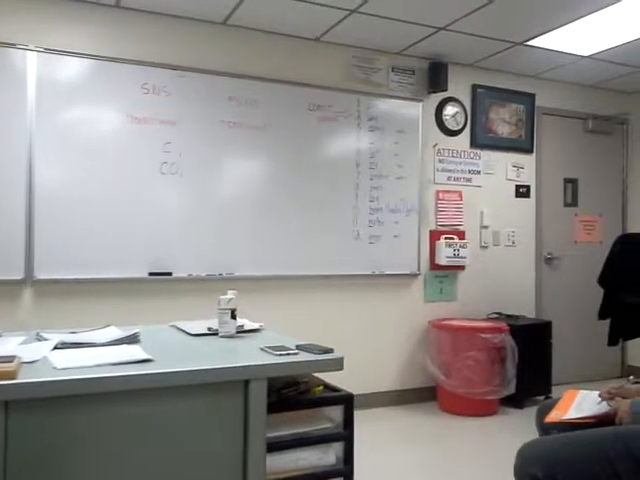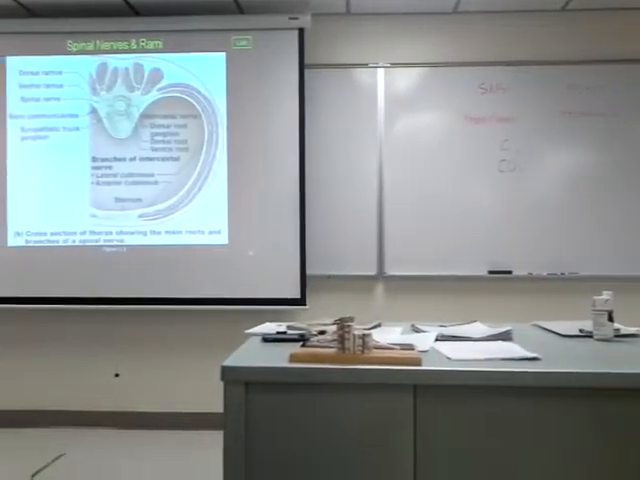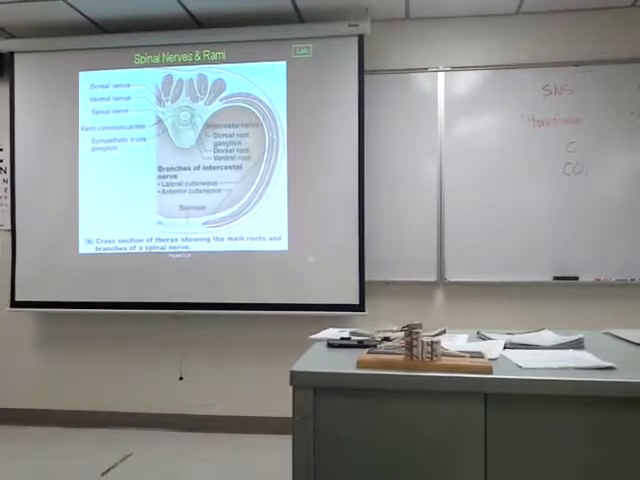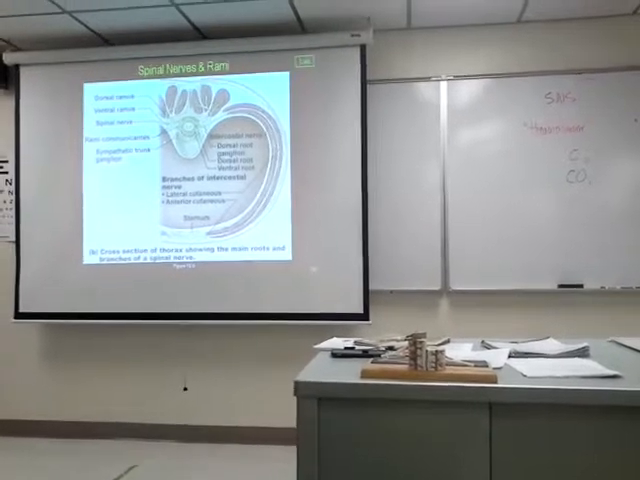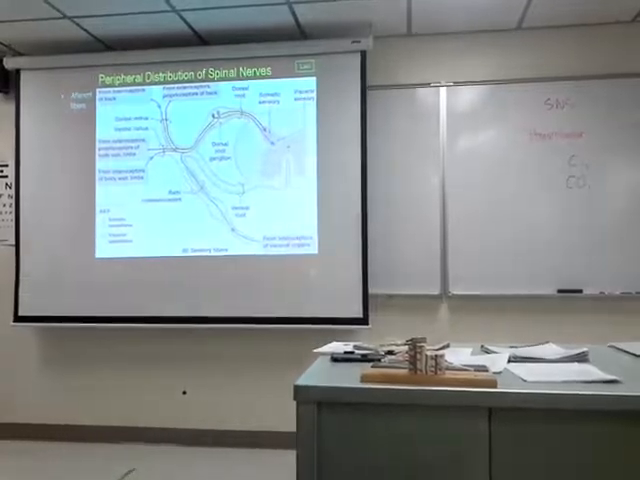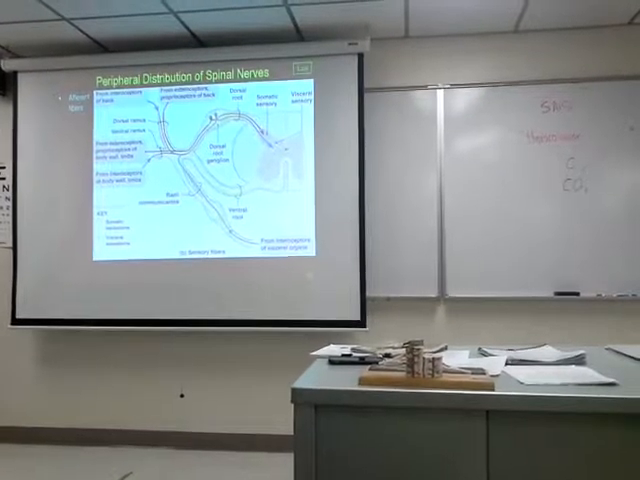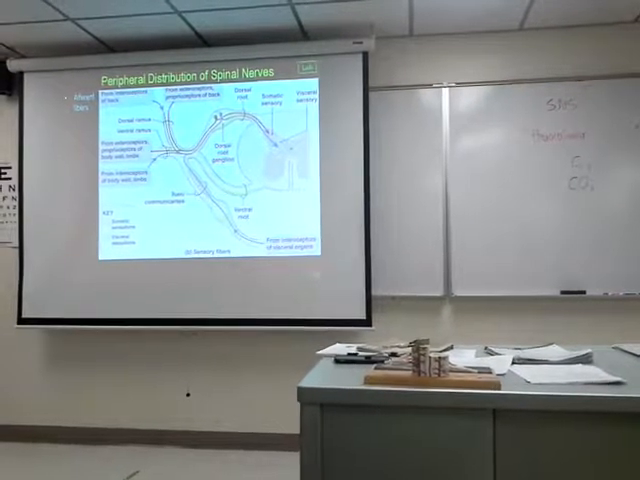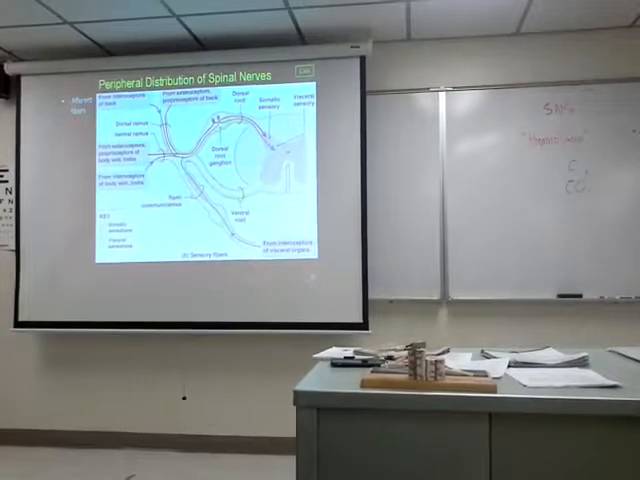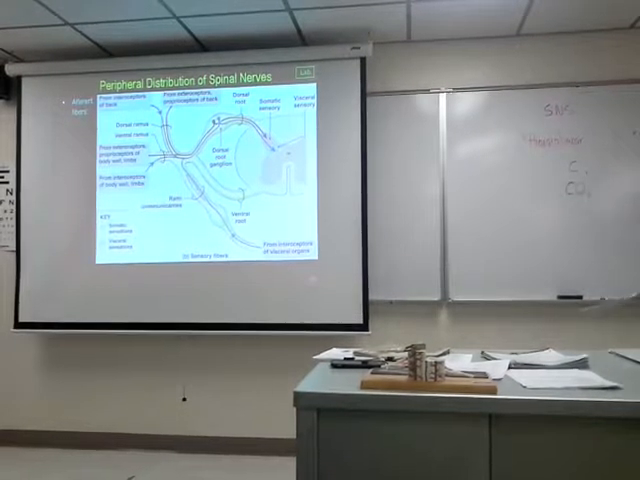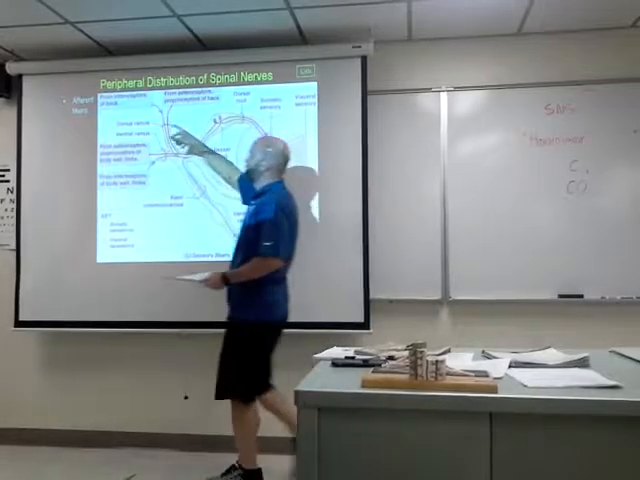Note C. White and gray rami together form rami communicantes. And now you know why the white is white and the gray is gray. So now we look at the same image, but with all the motor removed, and now focusing just on sensory. So this is all afferent now.